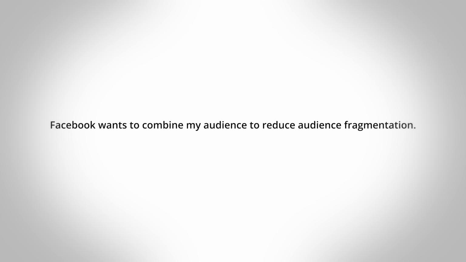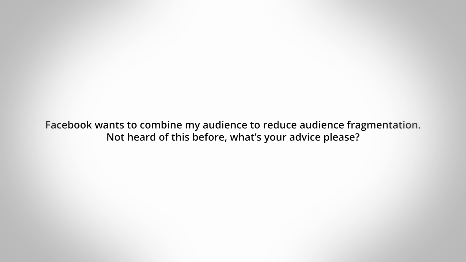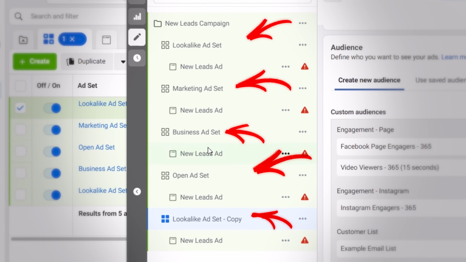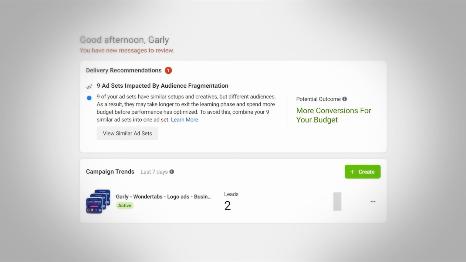Okay, Jake asks, Facebook wants to combine my audience to reduce audience fragmentation. Not heard of this before. What's your advice, please? So if you follow my recommended campaign structure, where you've got, say, 4 or 5 different ad sets within one campaign, and each one of those ad sets is targeting a different audience, you will often see a warning pop up from Facebook saying you've got audience fragmentation. And what they're trying to convince you to do is to combine those audiences into one ad set.